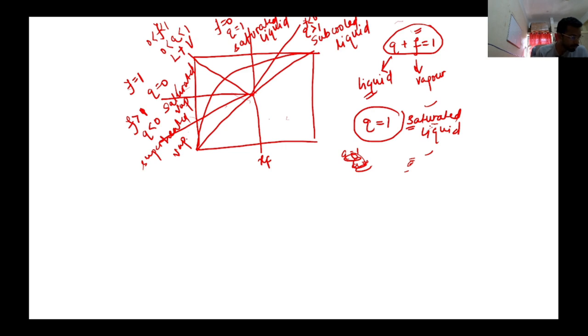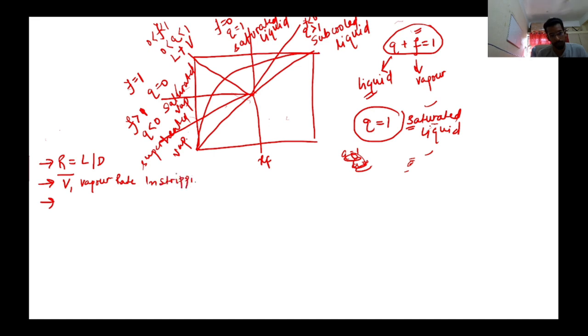Now find the reflux ratio and the vapor rate in the stripping section. The reflux ratio is L by D. The vapor rate in the stripping section, the lower section where the majority is liquid, is what the question is asking for. The vapor rate in the stripping section is denoted by V dash.